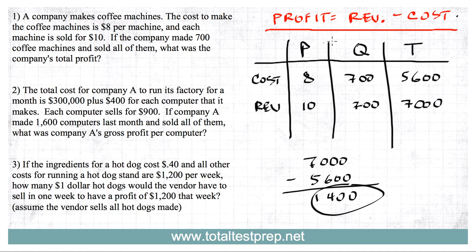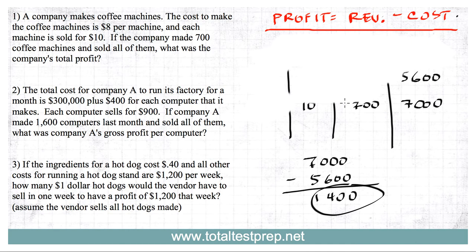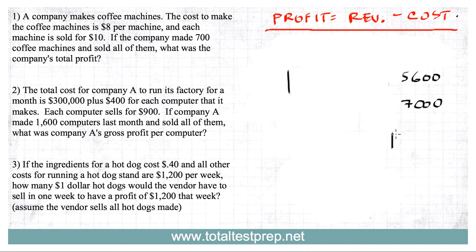So just to recap, we can use the same table, and we'll keep track of our cost and our revenue in different rows. Let's try it in these other two questions. Let me just erase this to make some space.